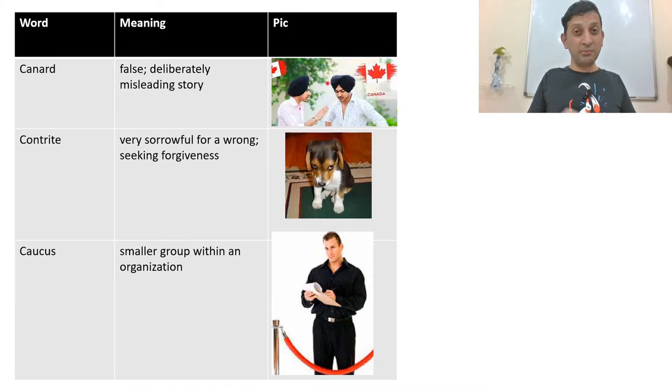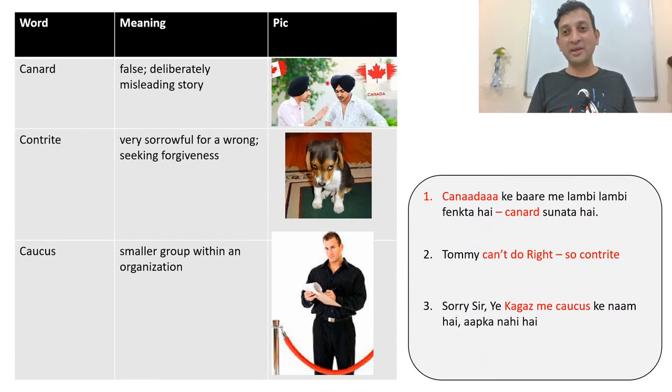कागज में तो आपका नाम नहीं है कॉकस में. कागज का नाम, कॉकस के नाम. People who are part of the smaller group in the organization, you are not there, please get out. That is caucus. Just to memorize them again.